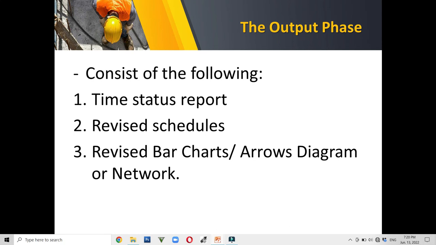Number 2, revised schedule. Number 3, revised bar chart or arrow diagram or network. So in most government projects, the accomplishment is presented by the statement of work accomplishment. So along with that, naka-attach din yung time elapse, no? So the time elapse reflects the percentage and nadidetermine din kung meron ng slippage. So yung slippage is the decline of the work accomplishment, no, according to the plan. So it is actually the slippage.